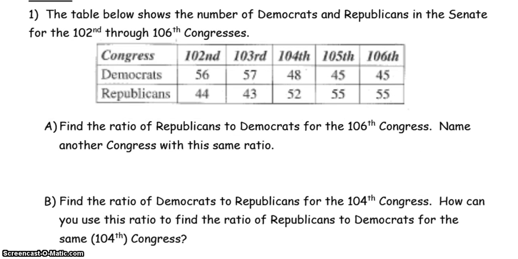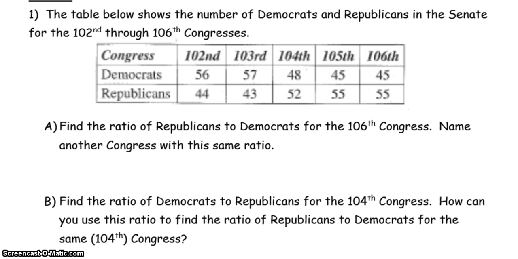So what we're going to first do is just look at some different tables and see how that applies to what we're doing. The table below shows the number of Democrats and Republicans in the Senate for the 102nd through 106th Congress. We're going to find the ratio of Republicans to Democrats for the 106th Congress. Name other Congress with the same ratio.